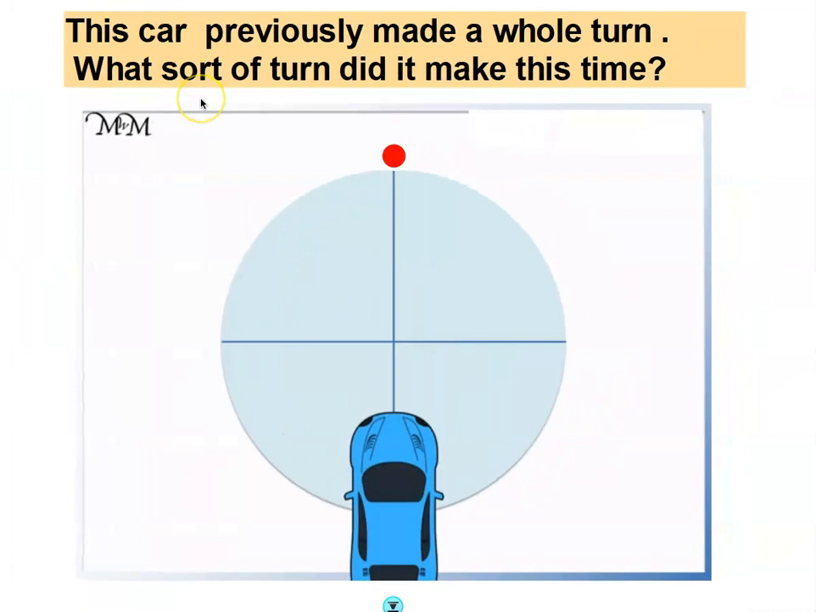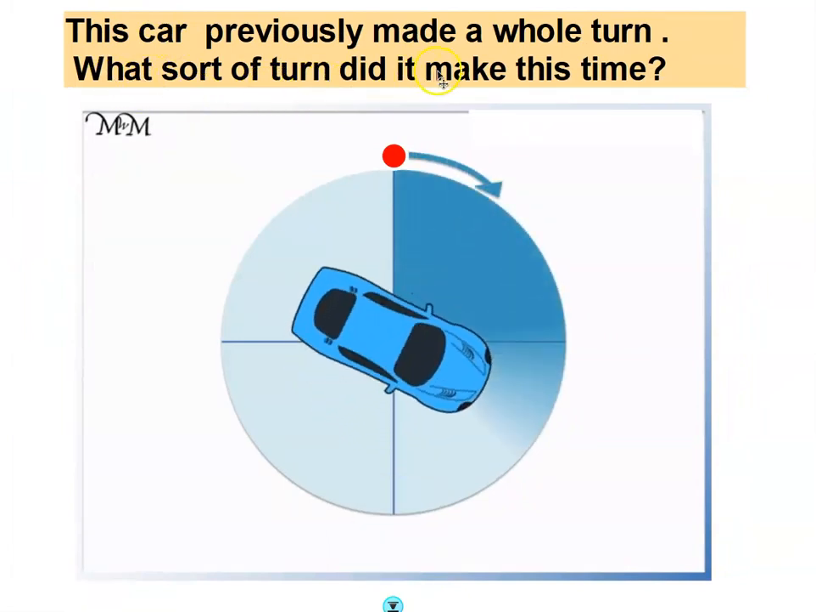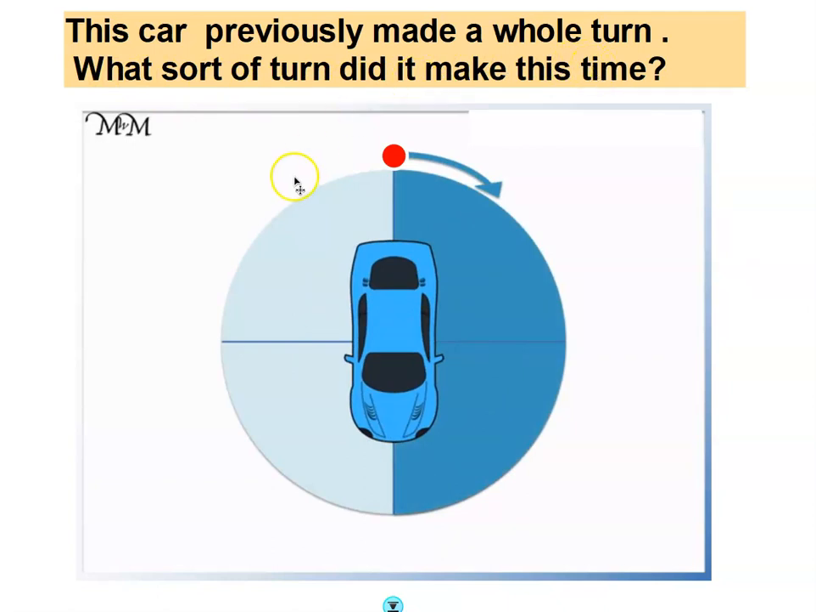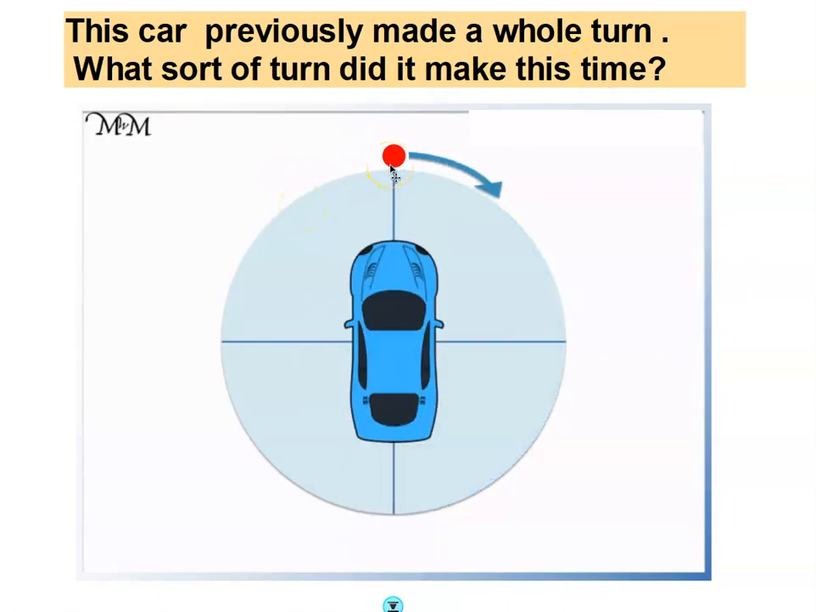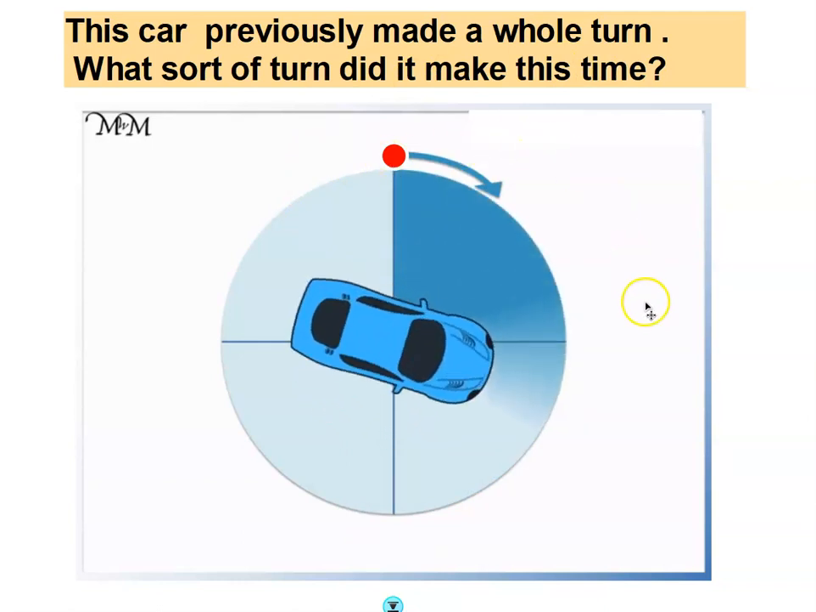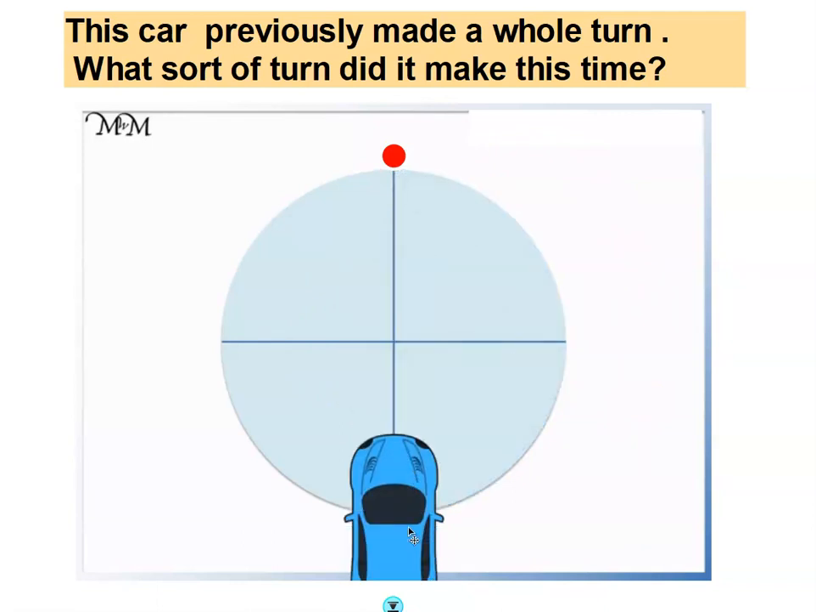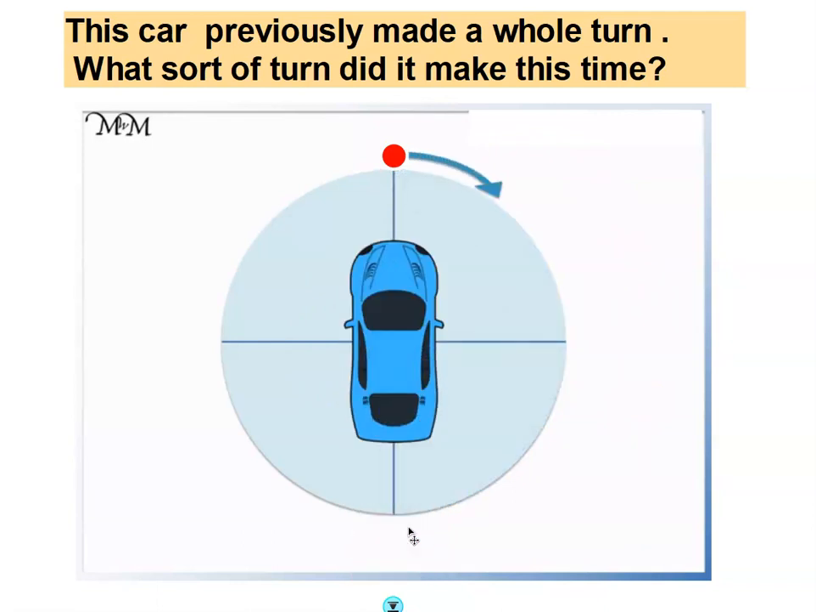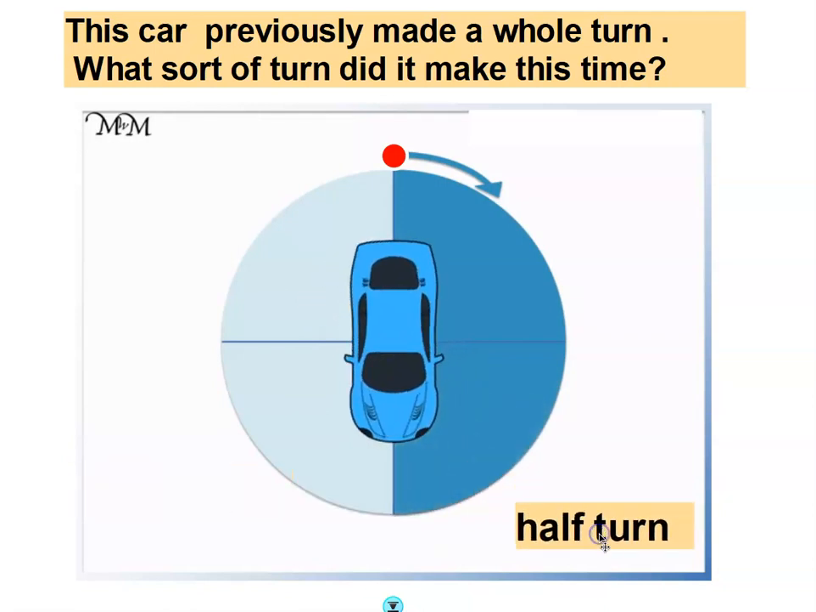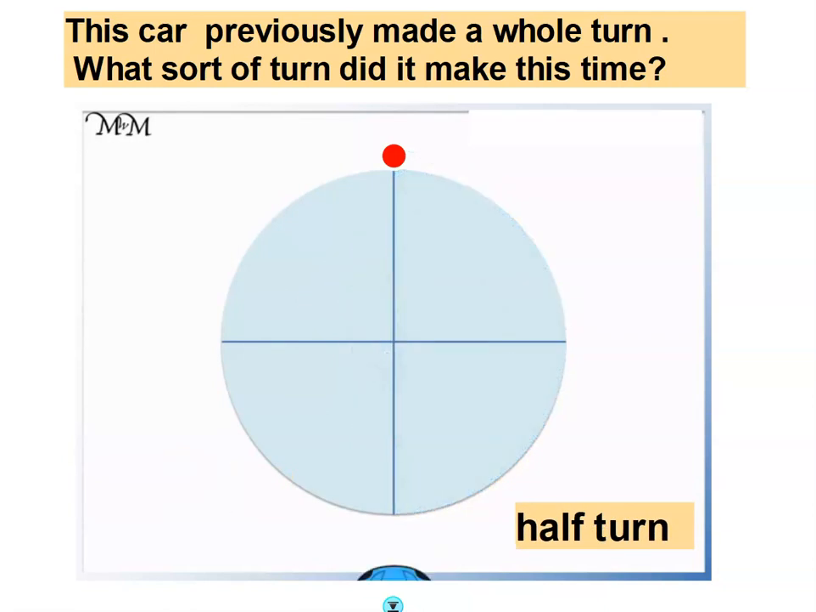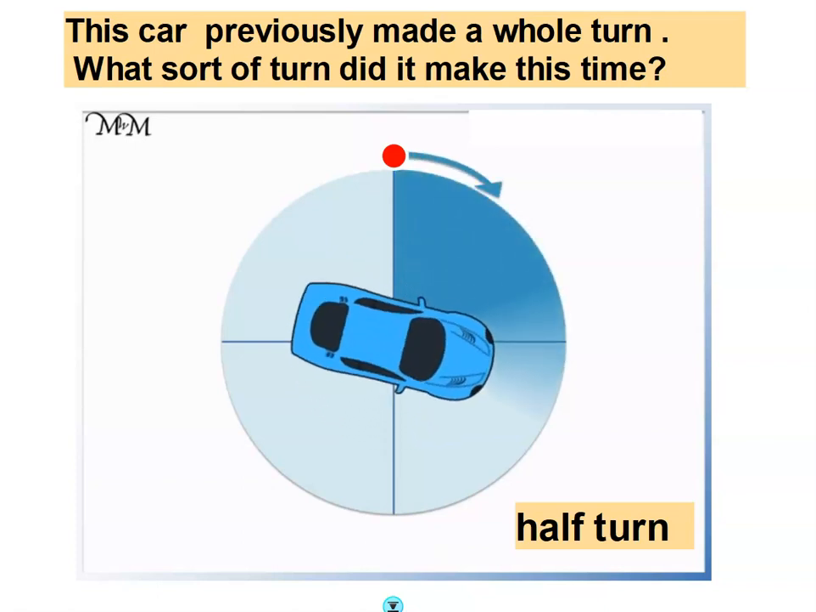This car previously made a whole turn. What sort of turn did it make this time? Look at the car. The car again is starting from the red spot, but it's not coming back to the red spot. So what sort of turn is this? Good job. It's a half turn. After turning half, the car is facing the opposite direction to where it started.